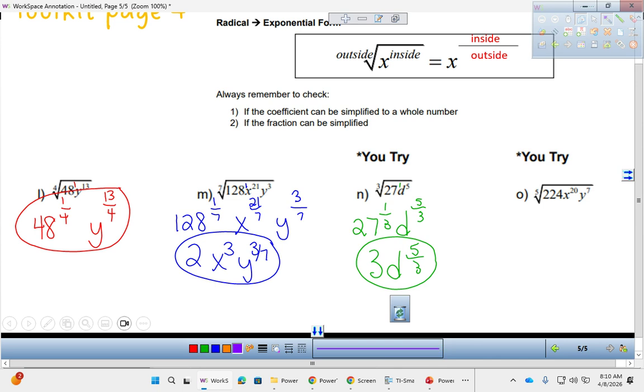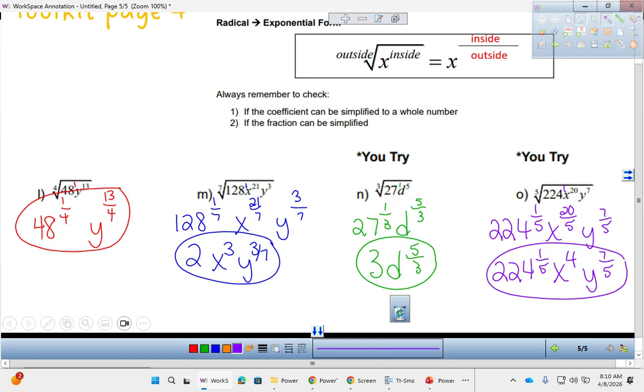That 224 needs its own exponent, so I'm going to give it a 1. 224 to the 1/5, x to the 20/5, y to the 7/5. If you type this into the calculator, you get a decimal, which means you're going to leave it as is. There's nothing to do to that. But 20 divided by 5 reduces to 4, so I'm going to change that. And 7/5 does not reduce, so I'm going to leave that as 7/5. This is exponential form for O.